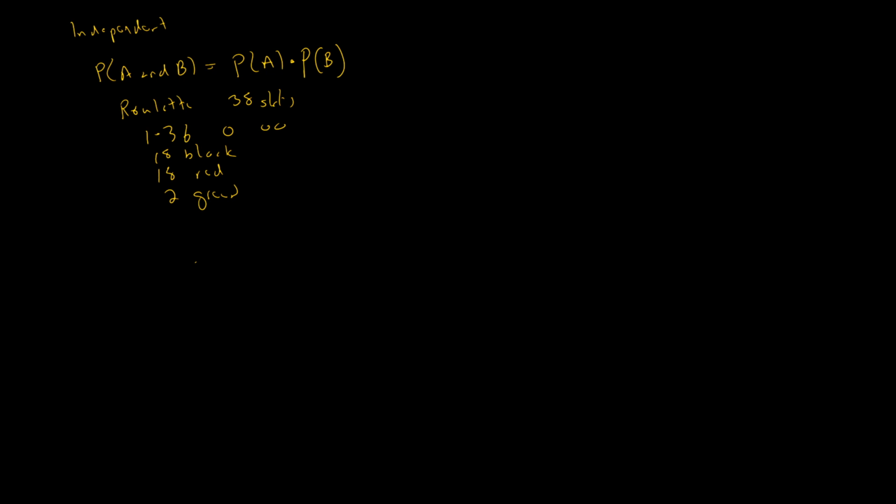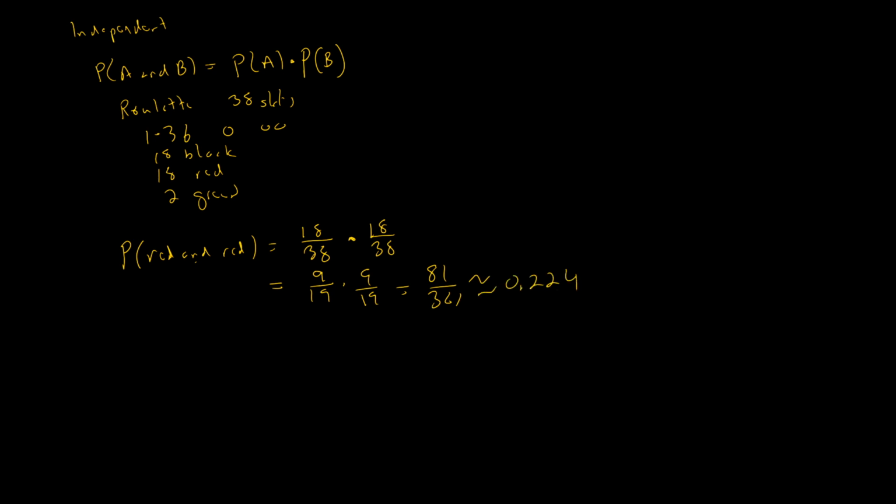And so if I play 2 games of roulette, what's my probability of rolling red and red again? Well, on the first game, I have 18 out of 38. And on the second game, I have 18 out of 38. Which is 9 out of 19 times 9 out of 19, which is equal to 81 out of 361, or 0.224.